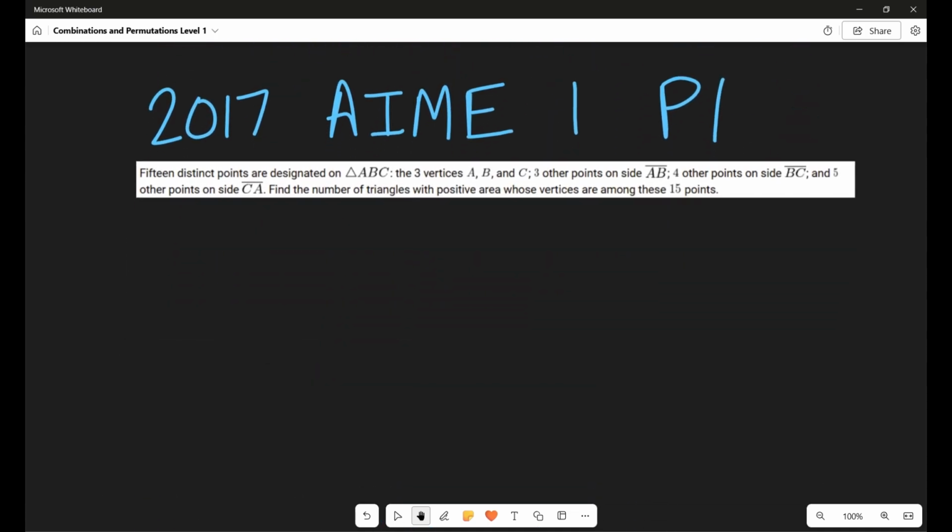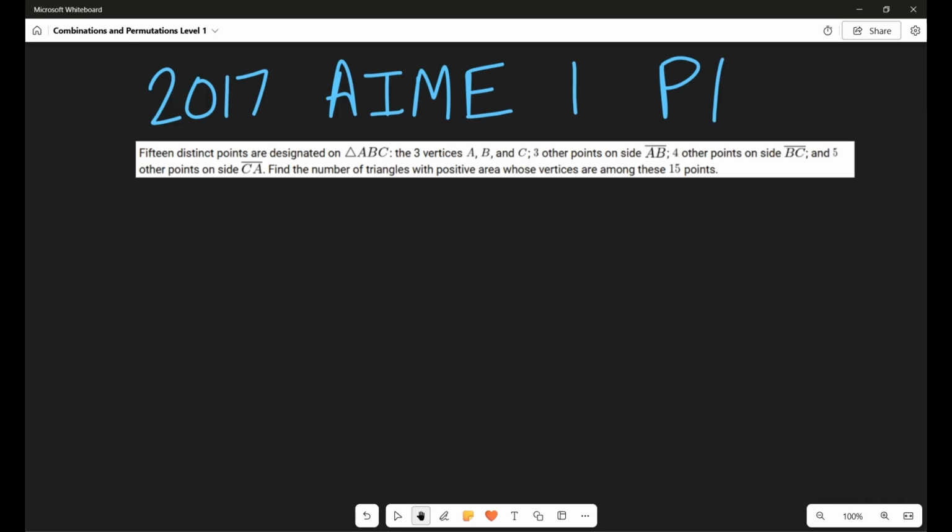So our first problem is the 2017 AIME 1 problem 1, and it reads: 15 distinct points are designated on triangle ABC: the three vertices A, B, C, 3 other points on side AB, 4 on BC, and 5 on CA. Find the number of triangles with positive area whose vertices are among these 15 points.